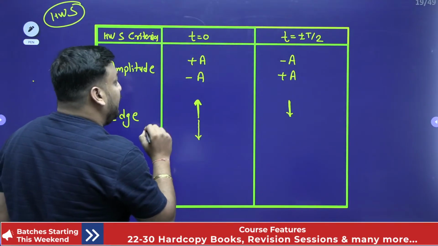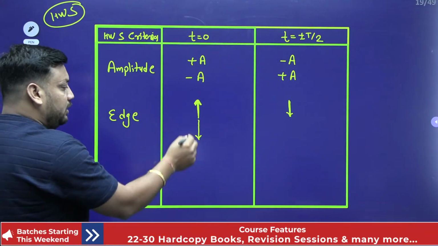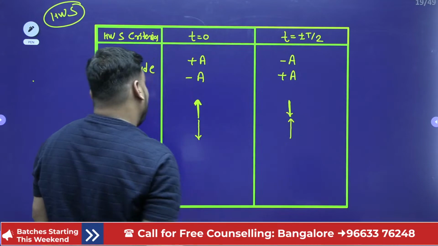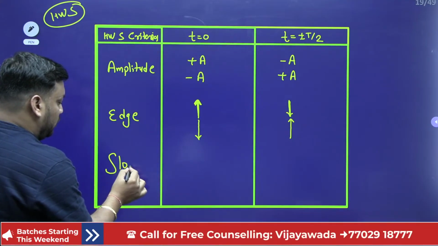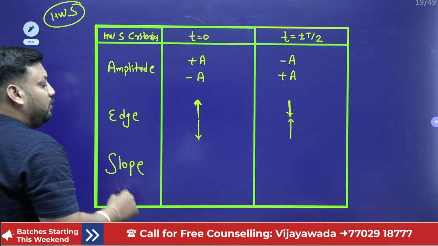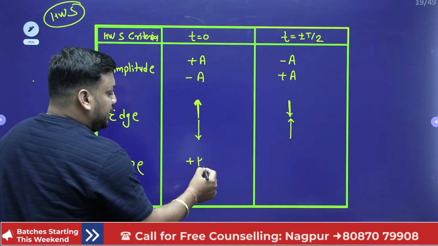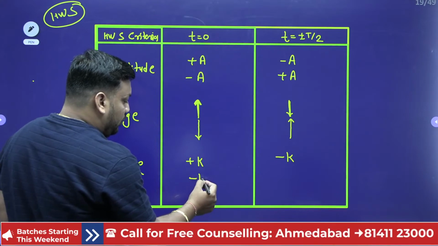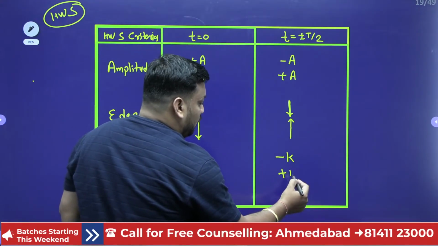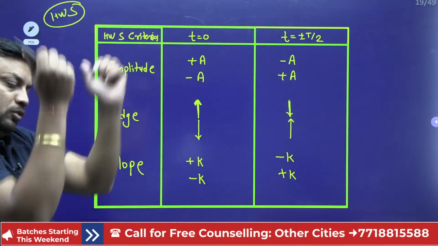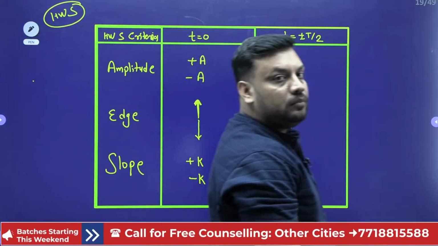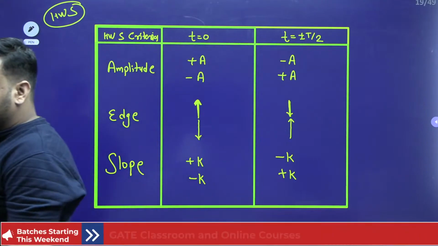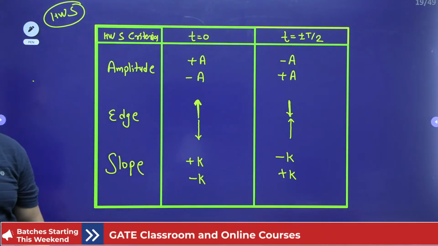At T equal to 0, if the signal has the falling edge, then here it should have a rising edge. Now, if I talk about the slope criteria, at T equal to 0, the signal should have plus K slope, then here we should have the minus K slope. If here the slope is minus K, then here the slope should be plus K. I hope this part is clear to you, bachcho. I hope this part is crystal clear to you.